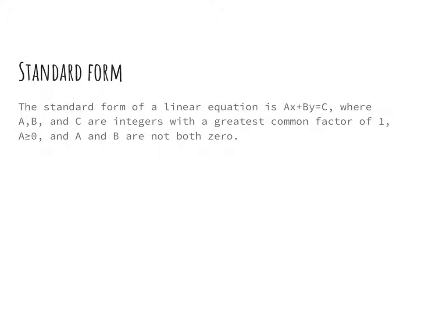So now we're going to talk standard form. Again, the standard form of a linear equation is ax plus by equals c, where a, b, and c are integers with the greatest common factor of 1. So all three of them have a greatest common factor of 1, a, b, and c. Now a has to be greater than or equal to 0, and a and b both can't be 0. Okay, so those are the rules for standard form, but they have to be integers is the biggest thing here.